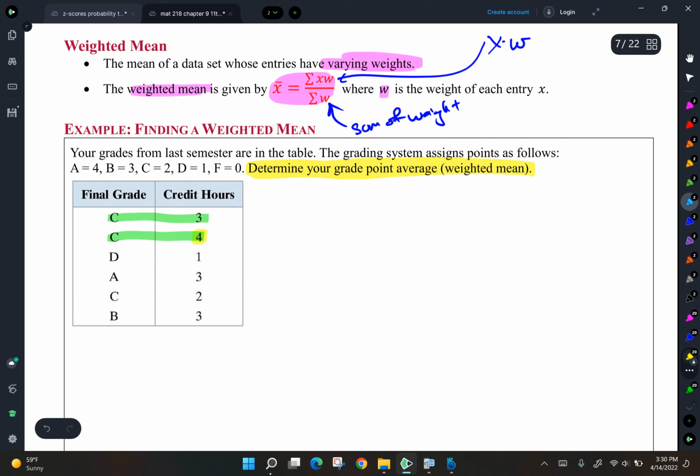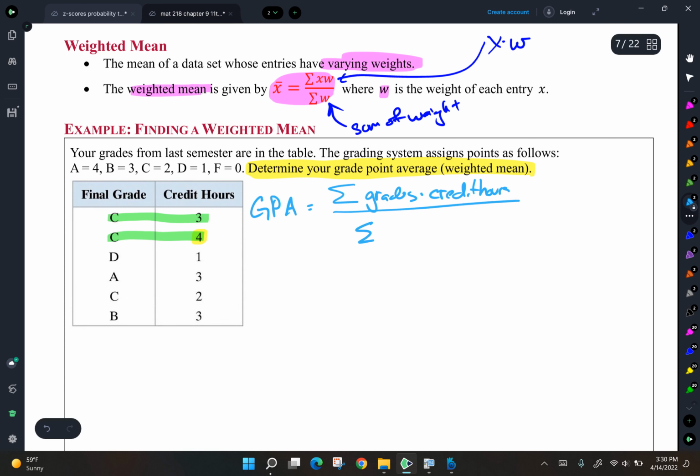Okay. So to calculate my GPA, my grade point average, what I'm going to have to do is take the sum of all the grades times the credit hours, their weights, and then divide that by the sum of the credit hours. So that's how that's going to look. Okay. The only problem is I can't multiply a D times a 1. I need numbers over here.